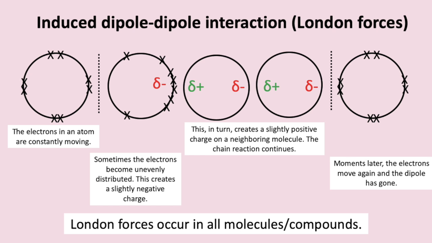The electrons in an atom are constantly moving around the nucleus. This means at times that there is an uneven distribution of electrons. This creates a dipole, a small negative charge, which induces a dipole in its neighbour. A few moments later, the electrons move and the dipole is gone. These are found in all molecules. As the number of electrons increases, the induced dipole gets larger. A chain reaction is produced in all of its neighbours.